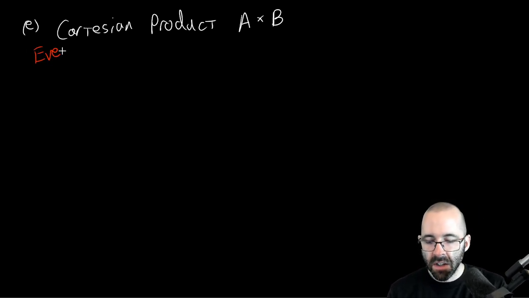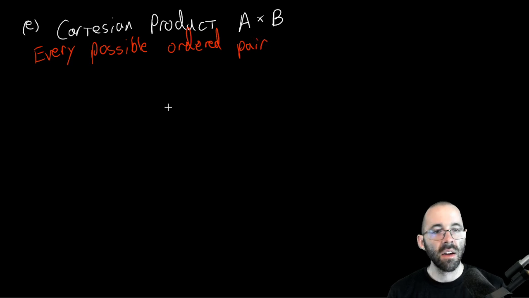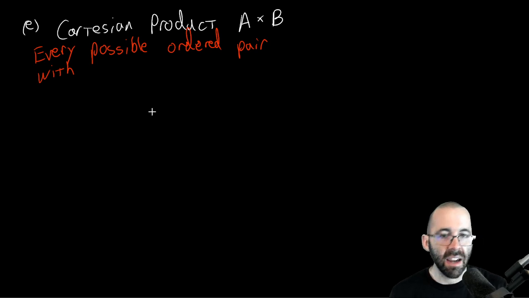And it's every possible ordered pair between A and B. Like essentially A is our X and B is our Y.